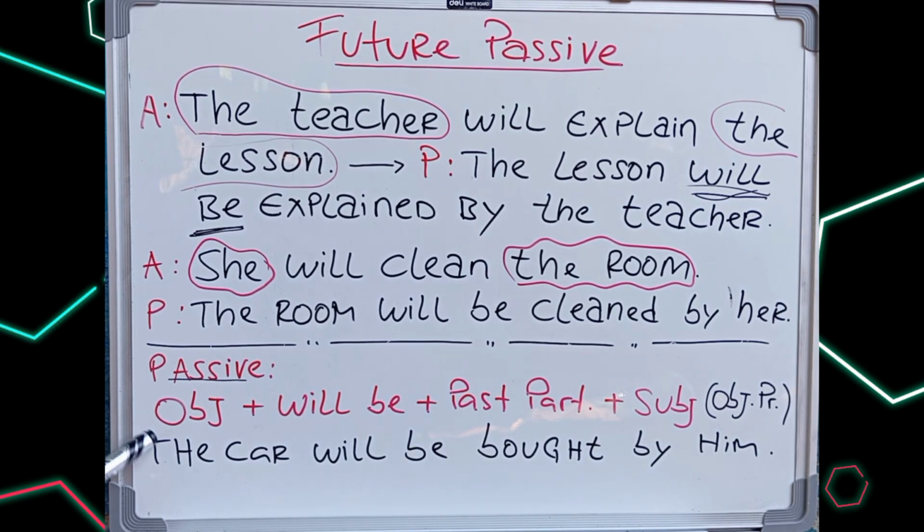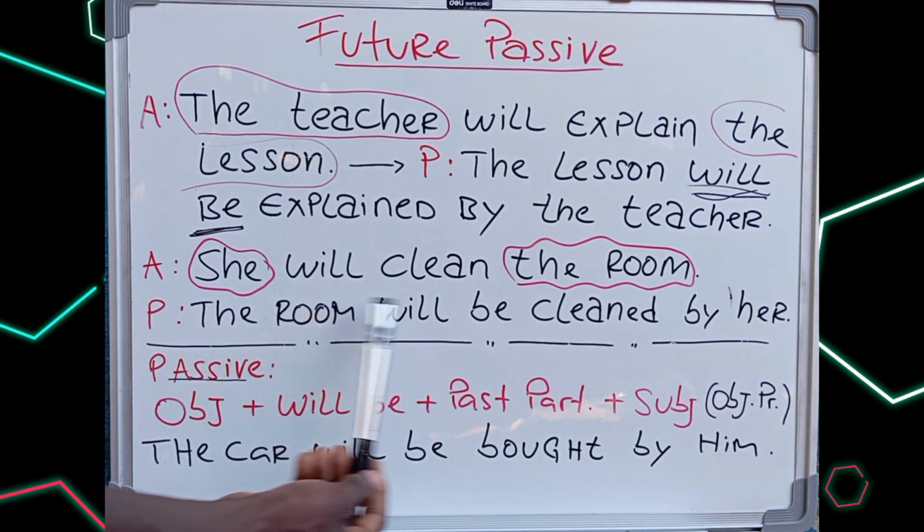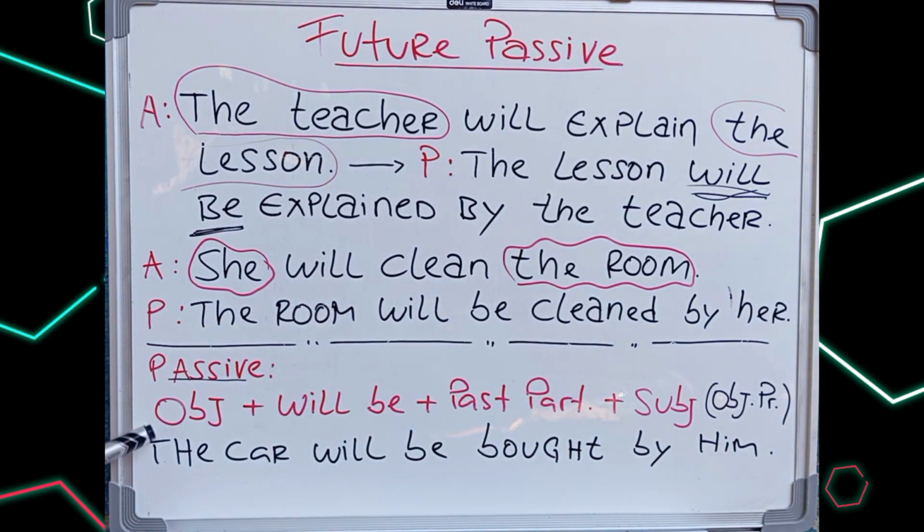Now we have the structure just to clarify everything. In the passive voice, we have the object. Of course, this is the object of the active sentence. She will clean the room. This is the object. It comes here.